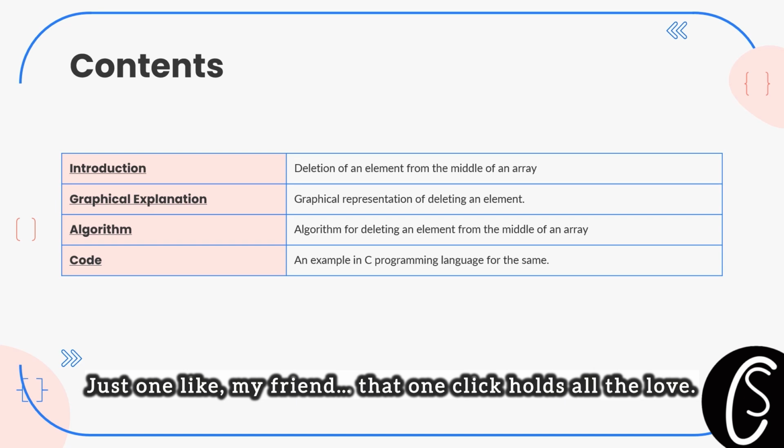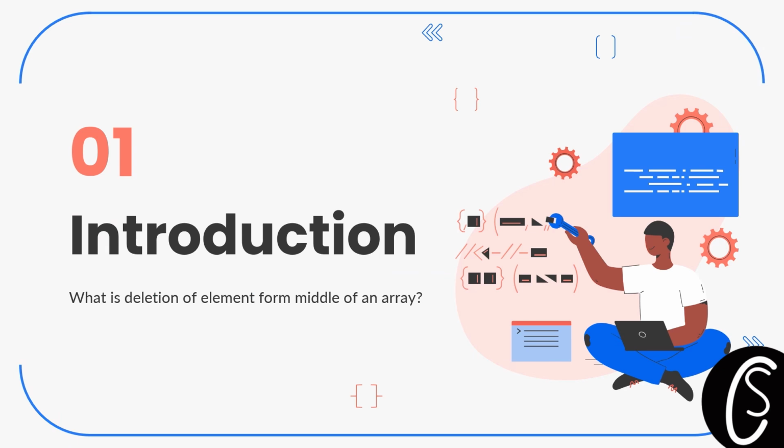First, introduction to deletion of elements from the middle of an array. Second, graphical representation of deletion of elements from the middle of an array. Third, algorithm to perform the deletion operation on an array. Fourth and last, an example in C programming language to represent the concept of deletion. Let's start with the introduction.